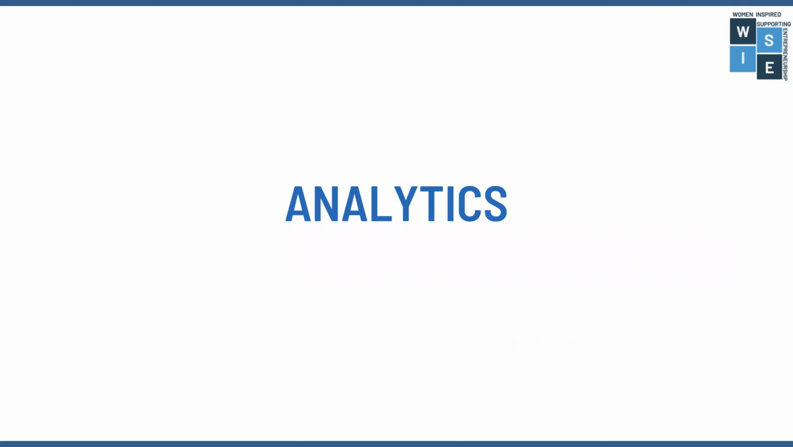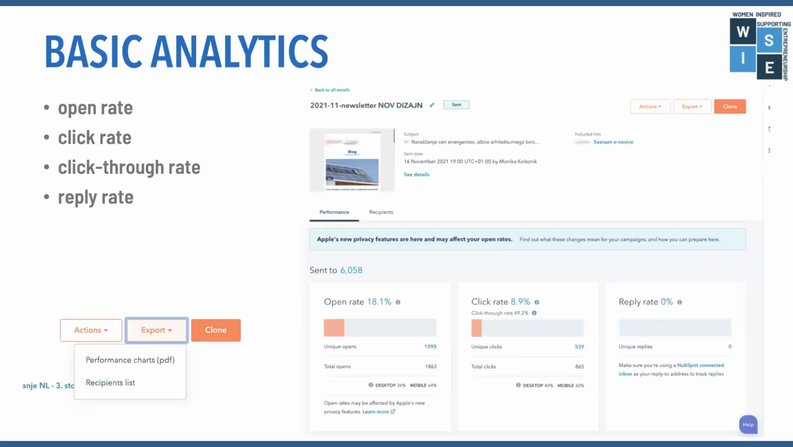Let's wrap up this module with analytics. We usually check deliverability metrics such as opens, clicks, bounces, etc., but it's also important to understand positive and negative engagement such as churn and unsubscribe. Here are some basic analytics you can check for each email. Many platforms also allow you to export performance charts as PDF files.